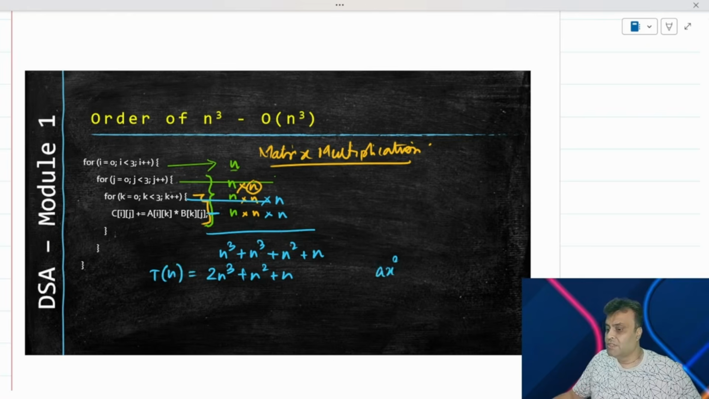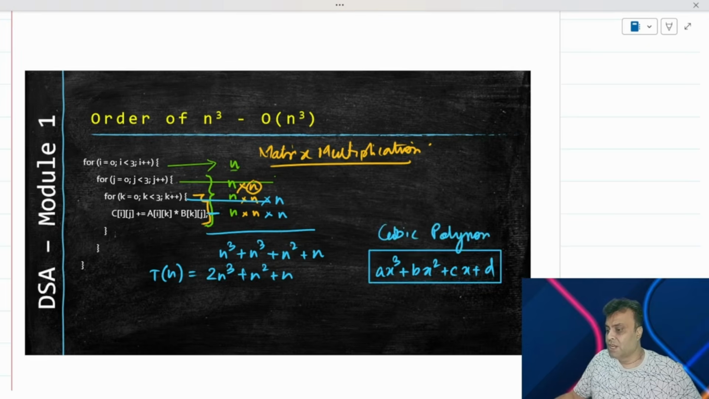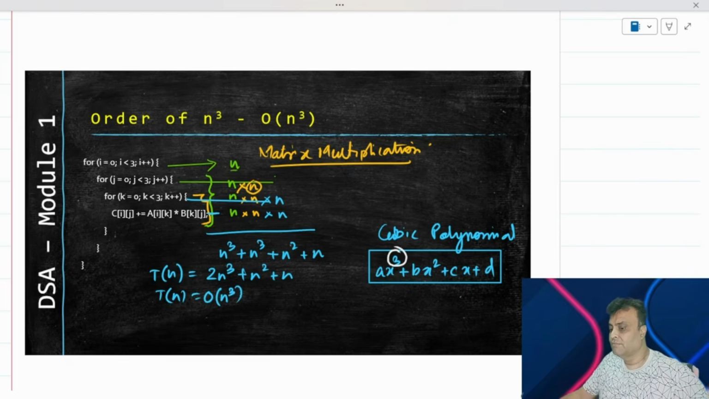Isn't it looking like ax cube plus bx square plus cx plus d? And this is what we are calling a cubic polynomial. So we are now into a different class of polynomial which we call a cubic polynomial. This cubic polynomial executes itself in this particular order, and therefore the degree of this polynomial, as we can see, the highest degree is 3. So for all cubic polynomials, can we say my time complexity is equal to order of n cube? Because my highest degree is 3.